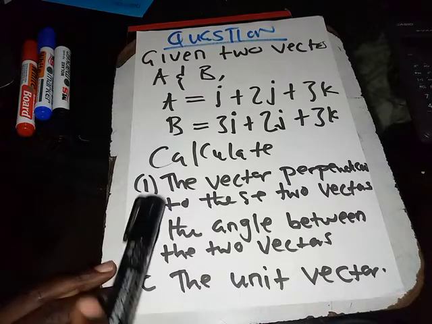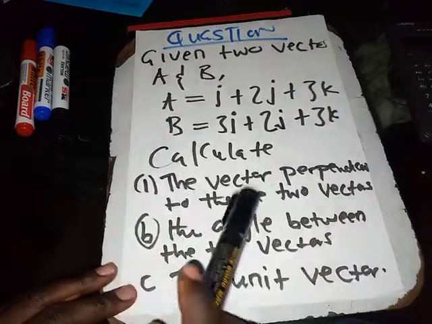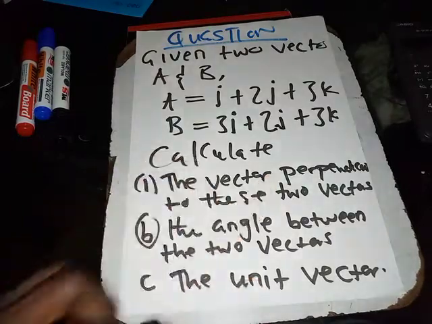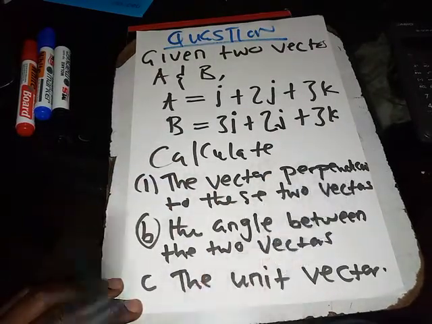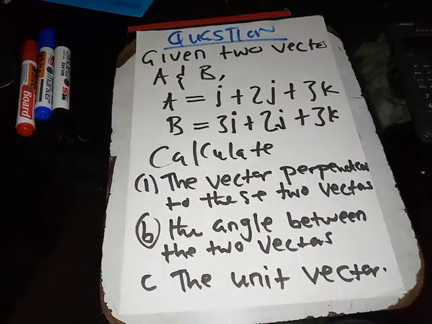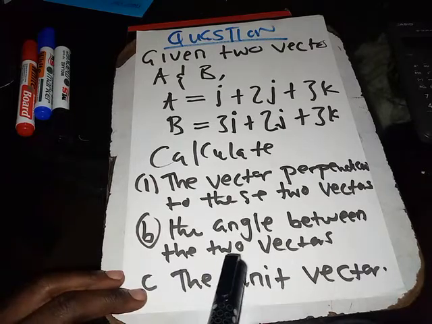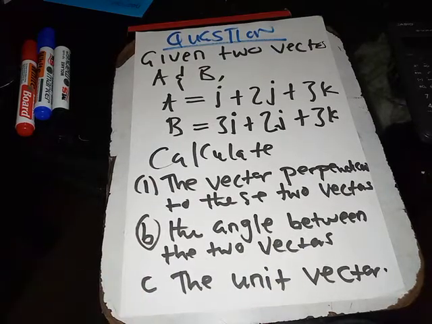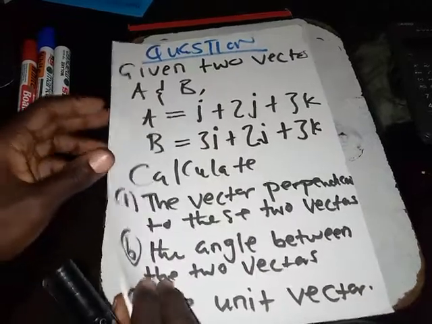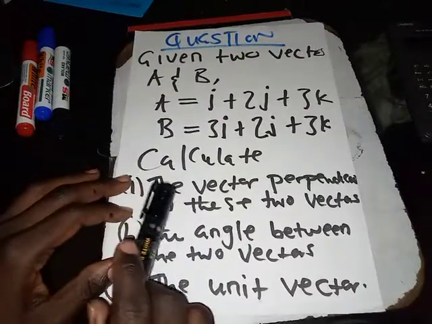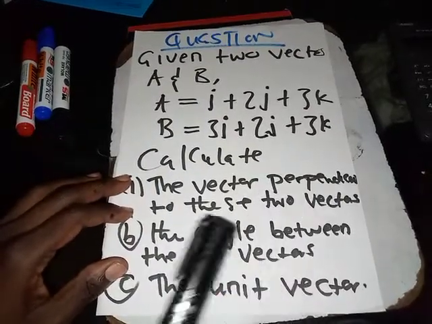Now the question is: 1, calculate the vector which is perpendicular to these two vectors. Question 2, find the angle between the two vectors. Then C, the unit vector. All right, let's start with calculating the vector perpendicular to the two vectors.